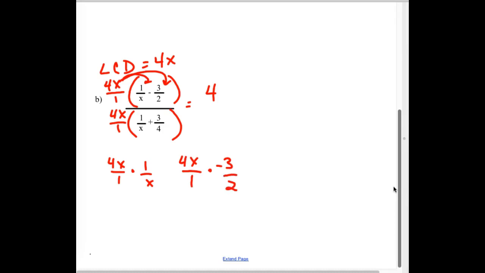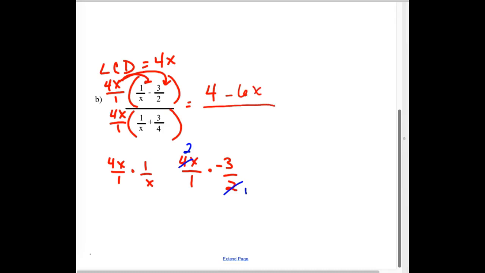Can I get that 2 to go away? Is there a way to reduce it? Make this a 1, make this a 2. So it simplifies down to what? Negative 6x.